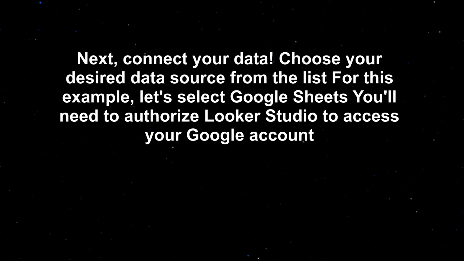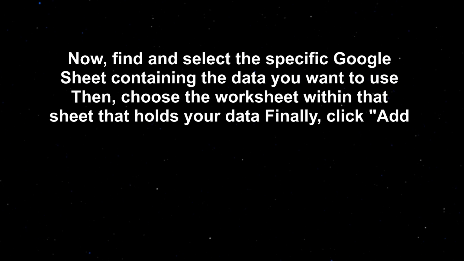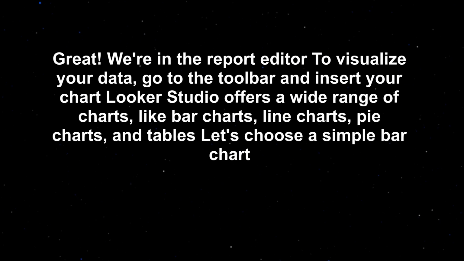We'll need to authorize Looker Studio to access your Google account. Now, find and select the specific Google Sheet containing the data you want to use. Then, choose the worksheet within that sheet that holds your data. Finally, click Add. Great, we're in the report editor to visualize your data.